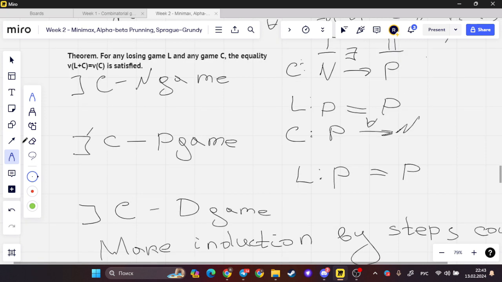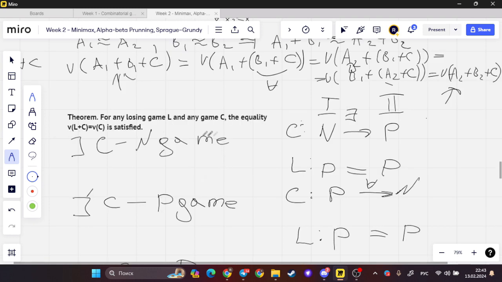Next theorem. For any losing game L and any game C, the equality L plus C equals C is satisfied. Okay, consider three cases: C is an N game, C is a P game, C is a D game. In the first variant we have two games, L plus C, the L game and the C game.